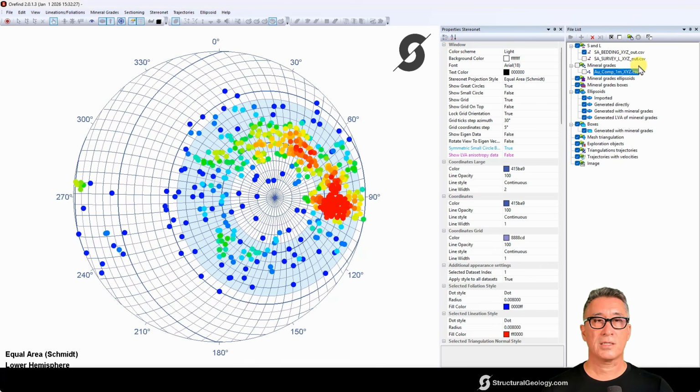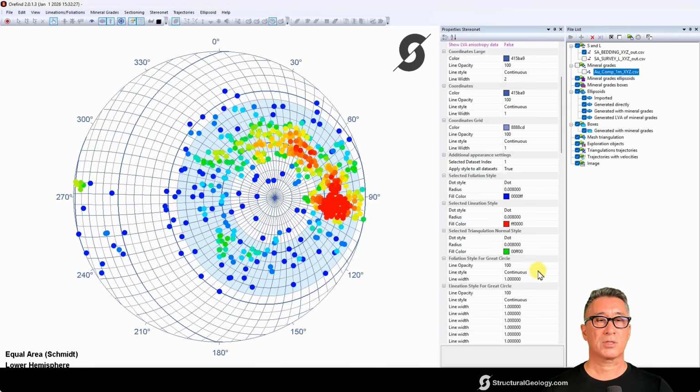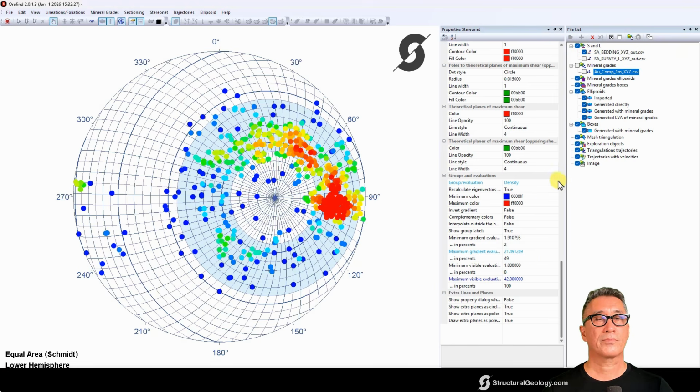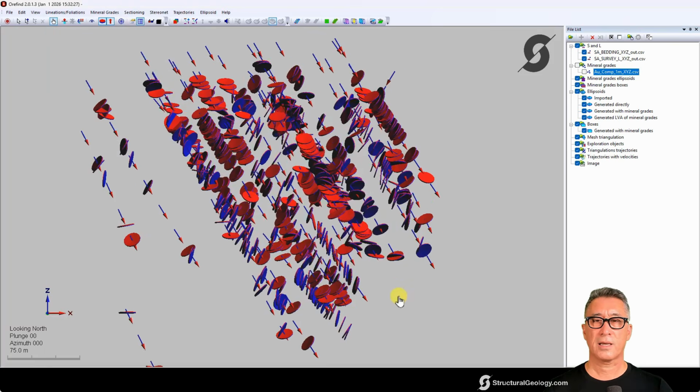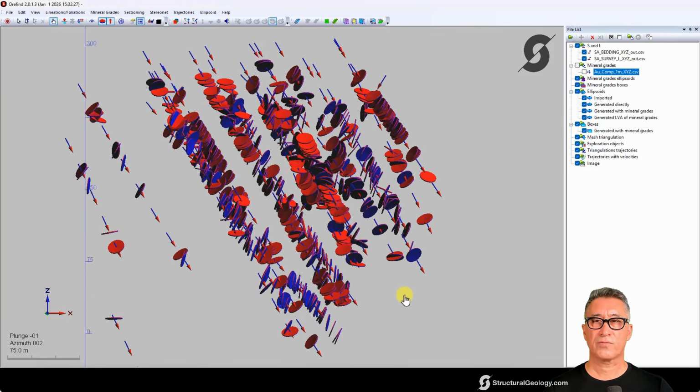And the way you tell is to simply plot this with the plunge of the drill core, and you can clearly see that the majority of data is doing this. Okay, so that is that. So this is pretty straightforward.